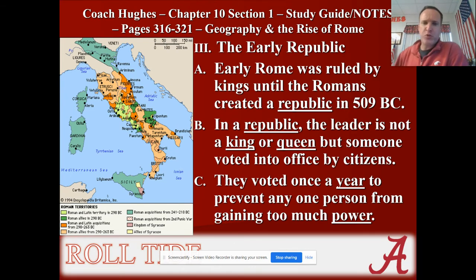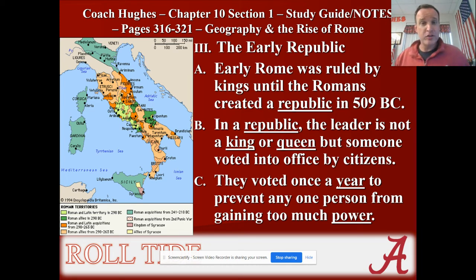Now, early Rome was ruled by, well, kings. I am at the top of this social pyramid. Nobody's going to kick me off the high horse there. Until the people grew unhappy with the kings, and Romans eventually create a republic in, I'm sorry, 509 BC. If that sounds familiar, think about the pledge that you say here in the United States.